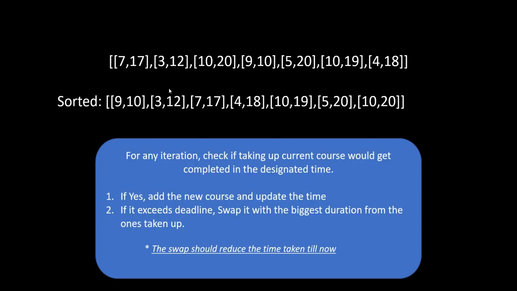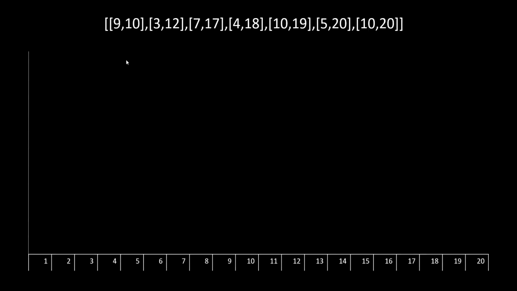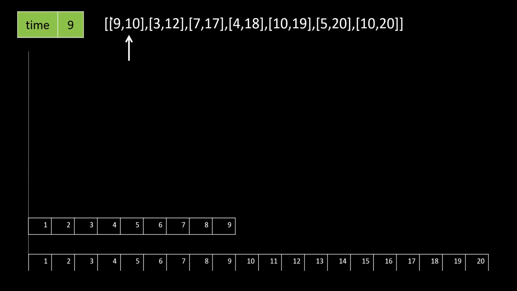Now that we know this, let's see how this particular approach will work for this example. I have taken this example over here, and this x-axis is marking the time frame and the y-axis will have my task. So my first task is of duration 9 and I need to complete it before the 10th day. So I can take up this task and so I put it in my data structure and I update the current time, that is the time that I have taken until now to complete all the tasks or all the course that I have considered.